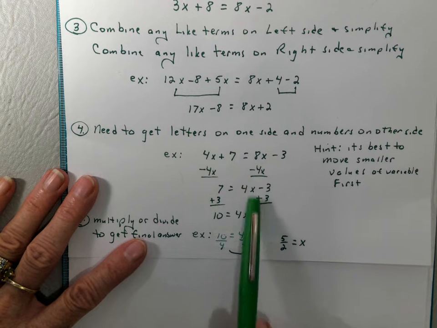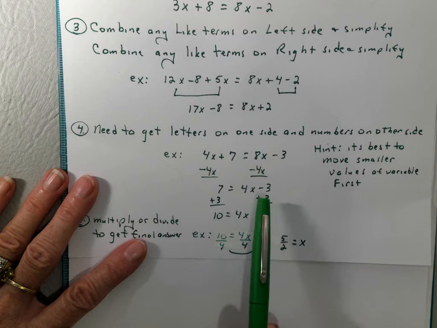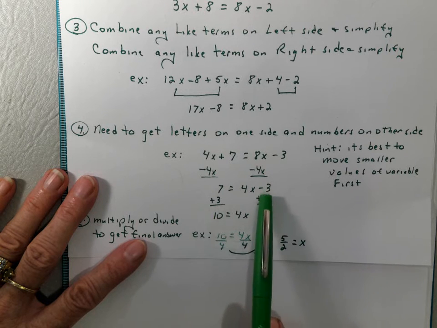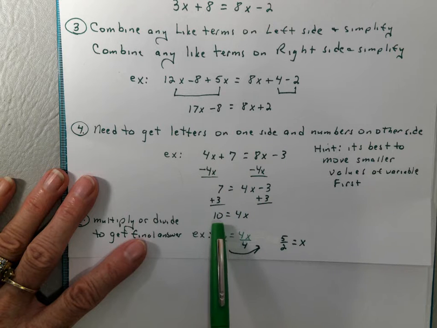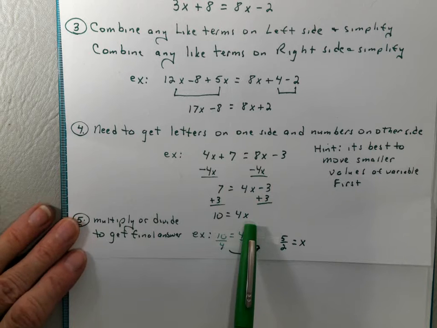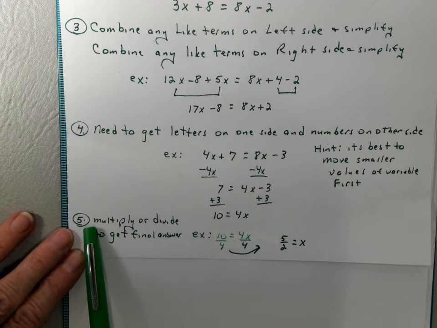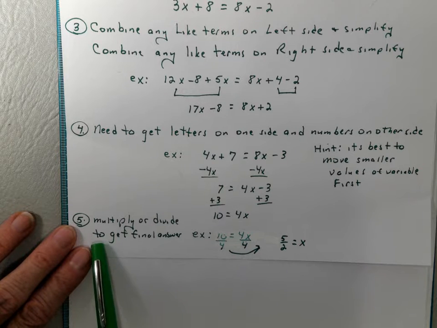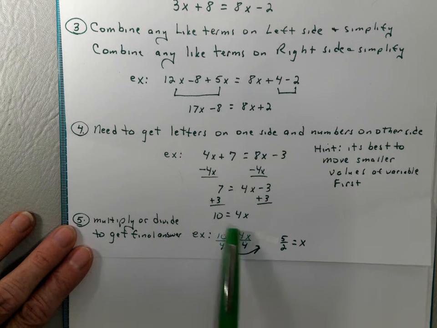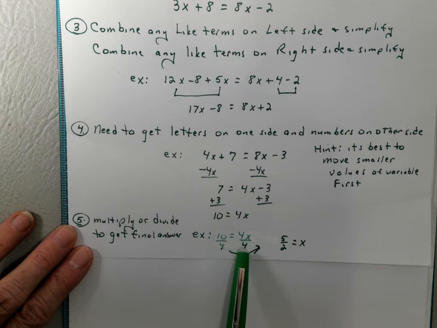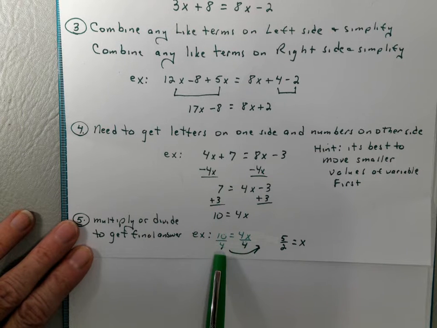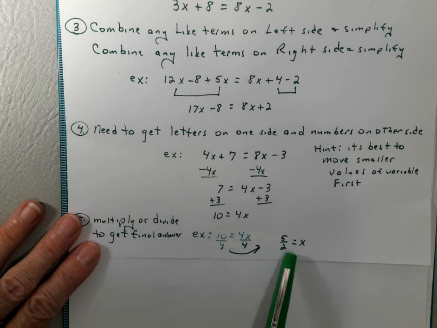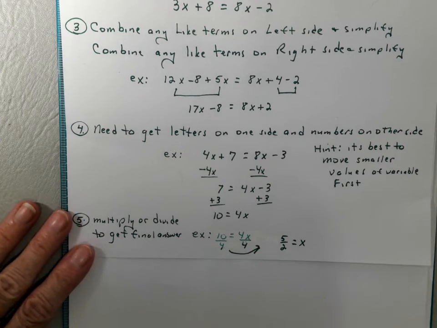And then after I do that, I see that I have to add 3 to get this minus 3 to the other side. So I'm going to add 3 to both sides, so I get 10 equals 4x. So now I'm near the last step. You're going to multiply or divide to get the final answer that you're looking for. Because I have 10 equals 4x, I'm going to divide by 4 on both sides and get 5/2 equals x, and then I'm done.